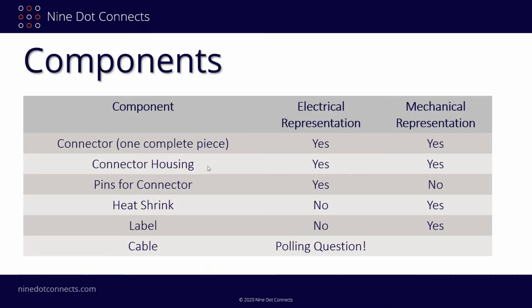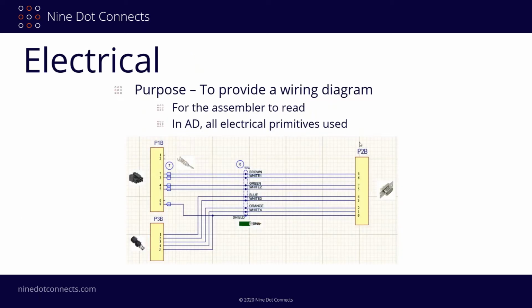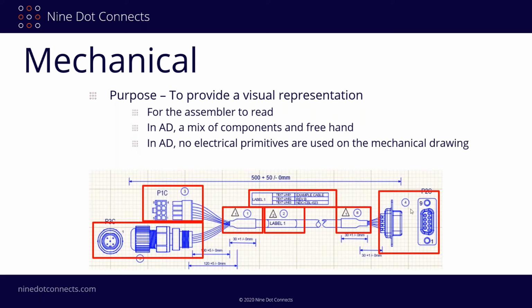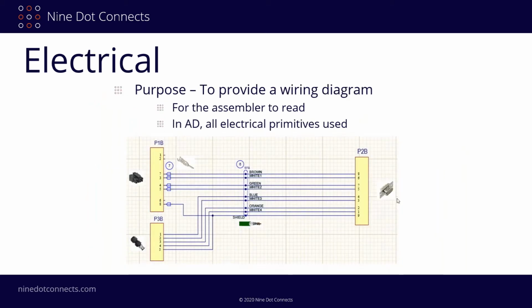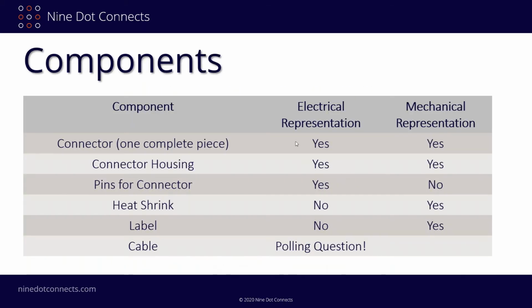Let's talk about the components now, because what's important here is we want to know what we have to make. And do we need an electrical representation or do we need a mechanical representation? So let's talk about a connector that's one piece. It actually has the pins in it. It has the solder cups in it, like the sub D9. So let's take a look at that sub D9 over here. So in this particular instance, we do have it represented as a mechanical, and we also represent it here as an electrical. So for this line item, the answer is yes and yes.